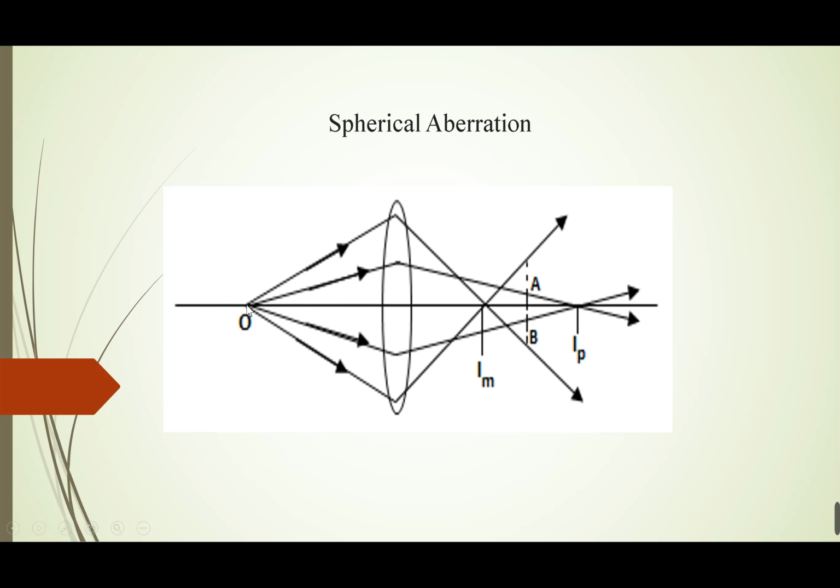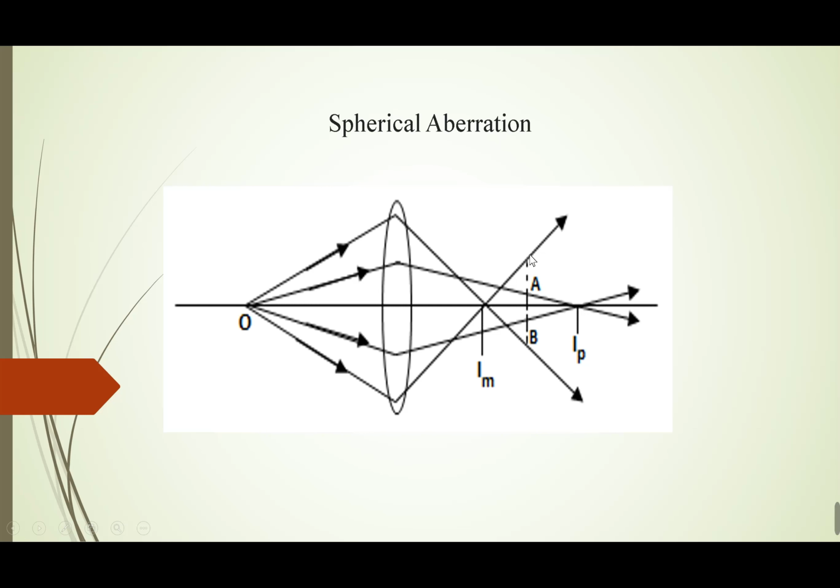The paraxial rays are brought to focus at a point IP, whereas the marginal rays are brought to focus at a point IM. This clearly indicates that the image is not formed at a single point and is not well defined. If the object is a point object, we expect the image also to be a point, but we are not getting that. Instead, the image is spread over a length of a certain region.